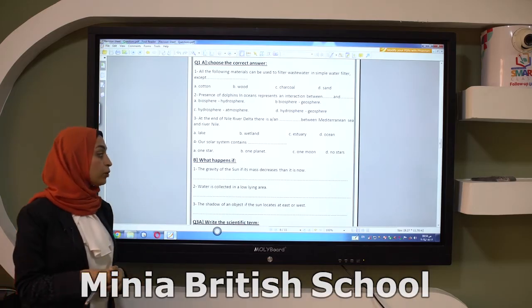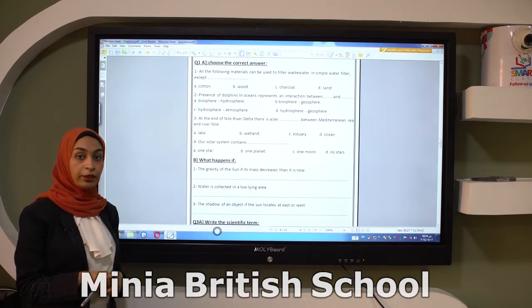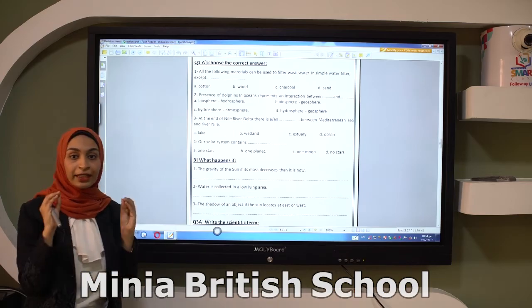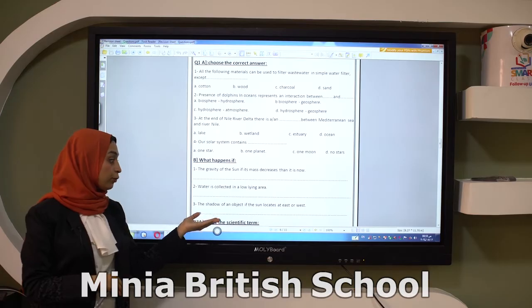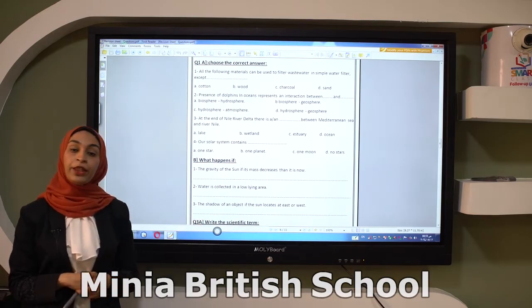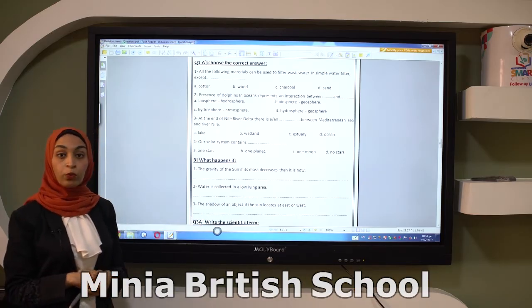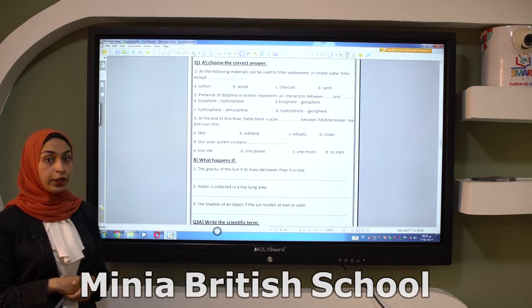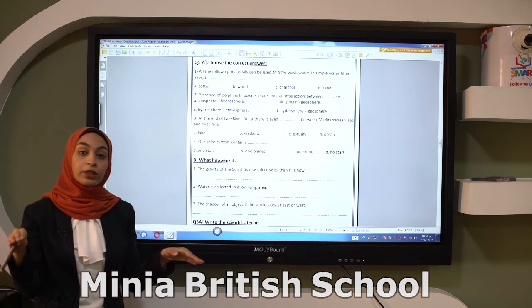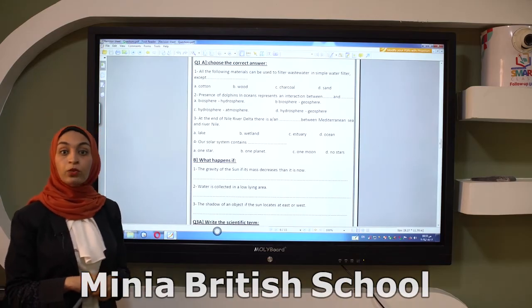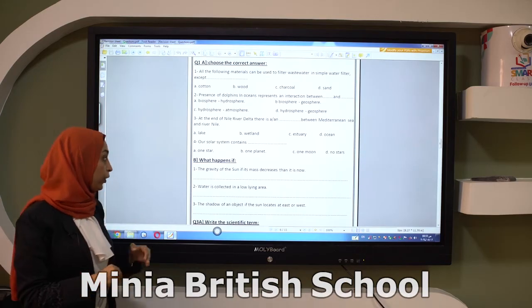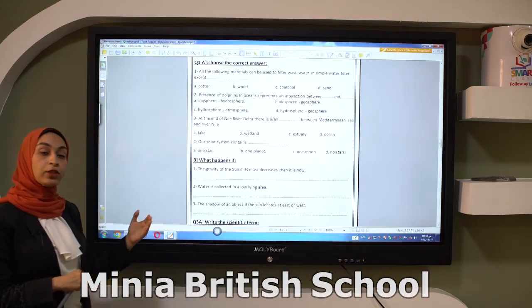Number 2, water is collected in a low-lying area. Excellent. A lake will be formed. Number 3, the shadow of an object if the sun is located at the east or at the west. We said before that the shadow at the east or the west will be the longest, but at noon, actually at 12 p.m., it will be the shortest one. This is question 1. Let's complete.